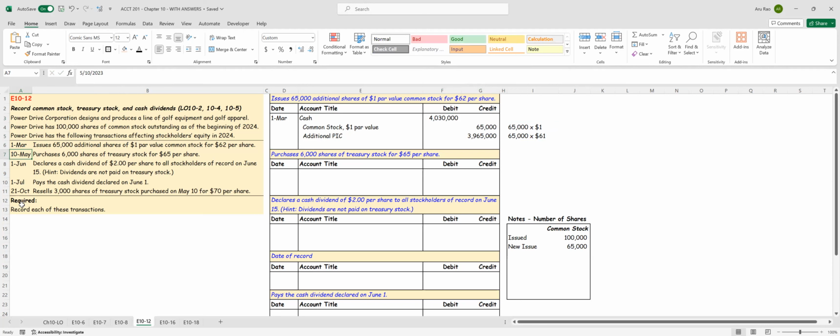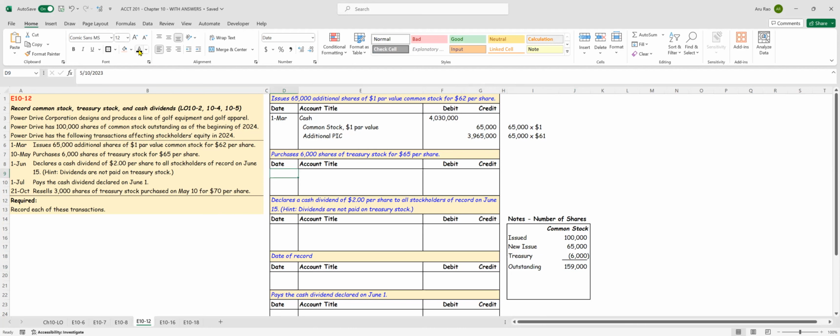Then we are told on May 10th, we bought back 6,000 shares of treasury stock for $65 per share. So at this time, we buy back shares. When we buy back those shares, they are no longer outstanding. So what's the new number that I have for outstanding? I have 159,000. I started the year with 100,000 shares. I issued 65,000, so I had 165,000 outstanding. I bought back 6,000, so I'm down to 159,000.